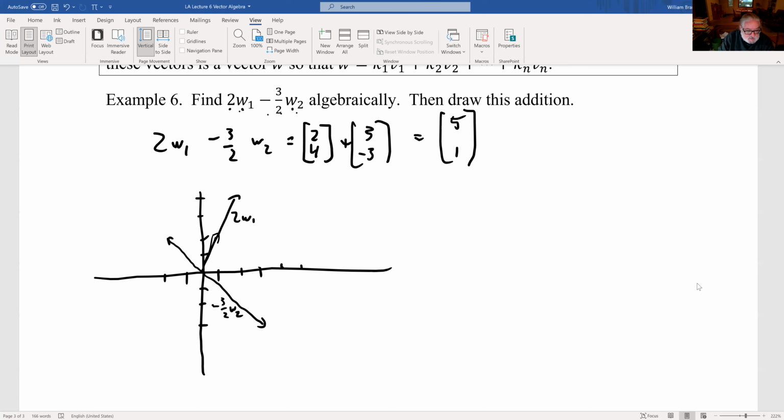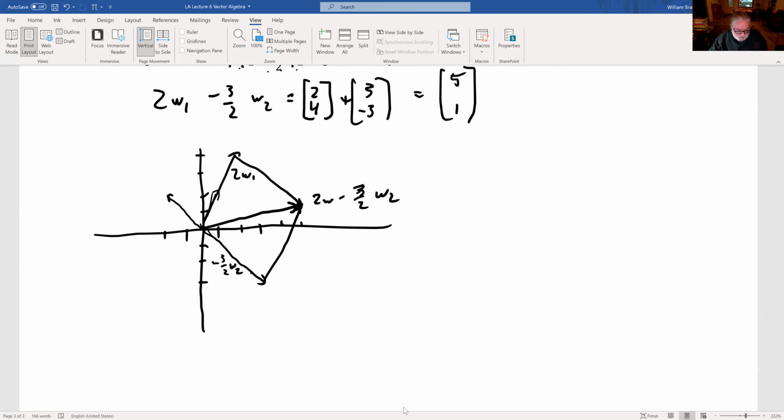If we draw minus 3 halves W2, this parallelogram, or 2W1 up there, they'll meet right there at 2W1 minus 3 halves W2. That's this vector right there. And so that's the addition of that.